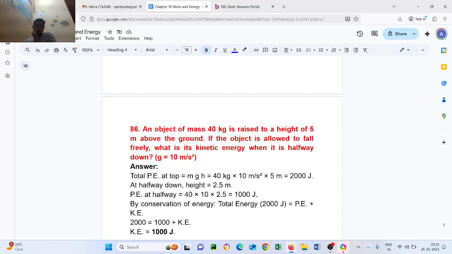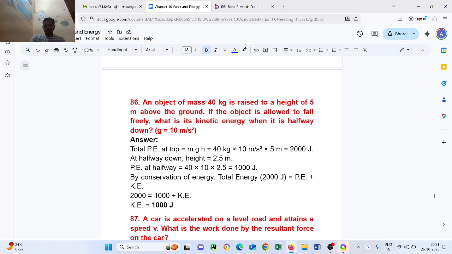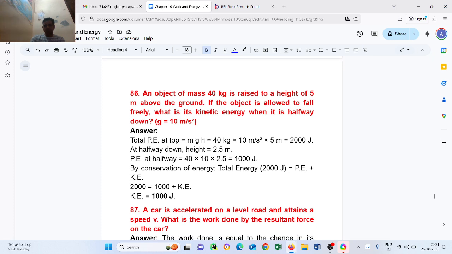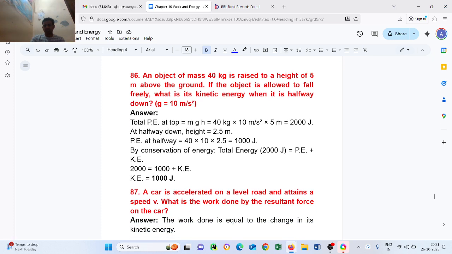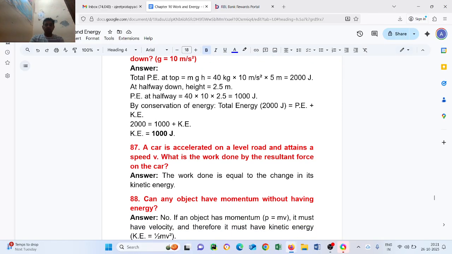Total PE at top, mgh, 40 kg multiplied by 10 meter per second square multiplied by 5 meter equal to 2000 joule. At halfway down, height equal to 2.5 meter. PE at halfway 40 multiplied by 10 multiplied by 2.5 equal to 1000 joule. By the conservation of energy, total energy equal to 2000 joule equal to PE plus KE equal to 2000, 1000 plus KE.